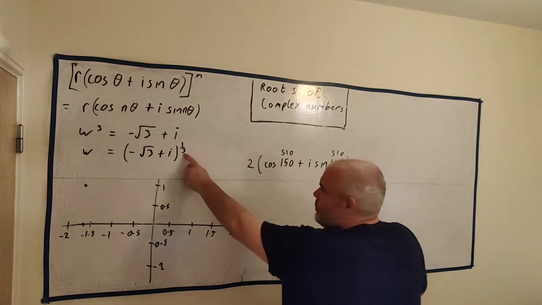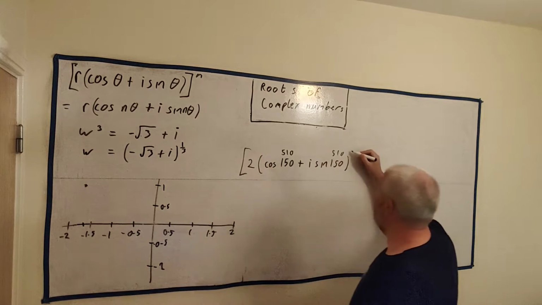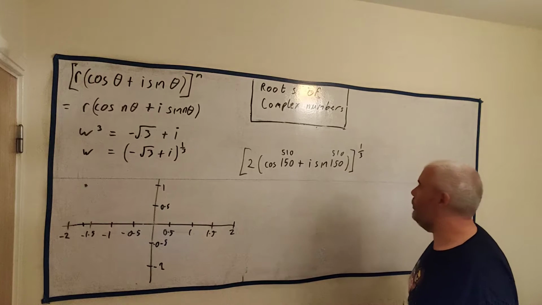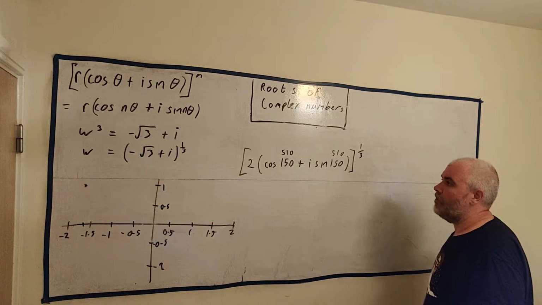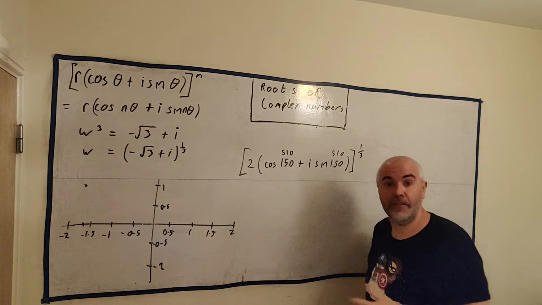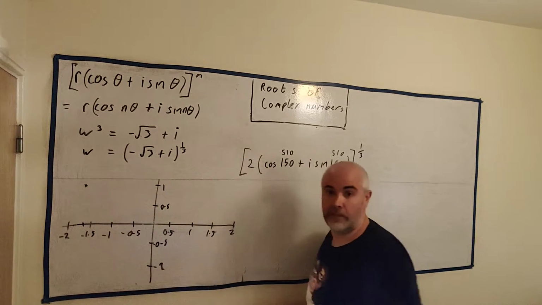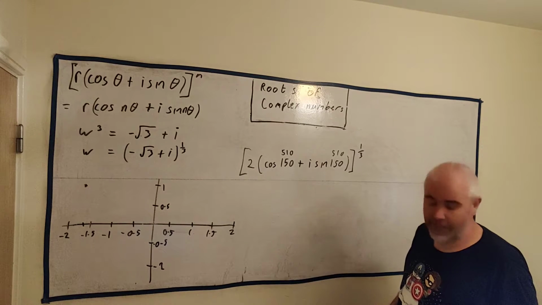I just noticed I don't have the power of 1 over 3 here, or cube root, we sometimes call it. So instead of 150, I could have used 510. But it would look identical. But the answer is going to look different, and that's what's important.